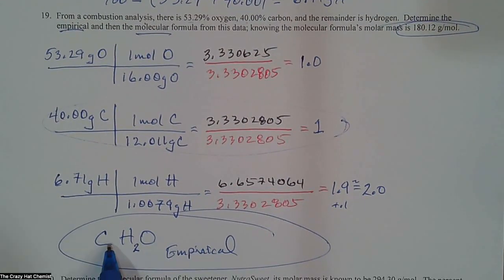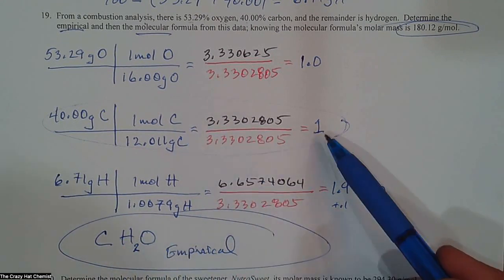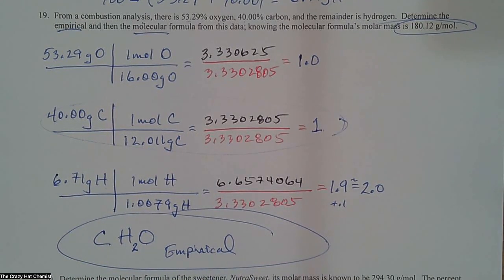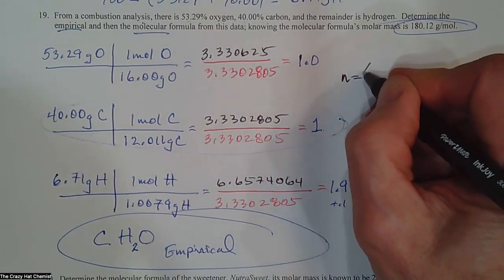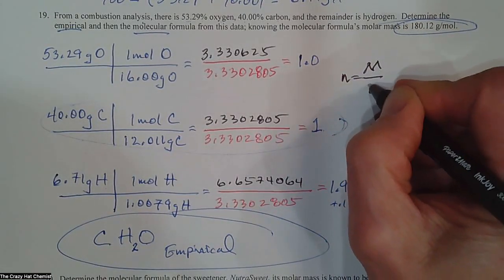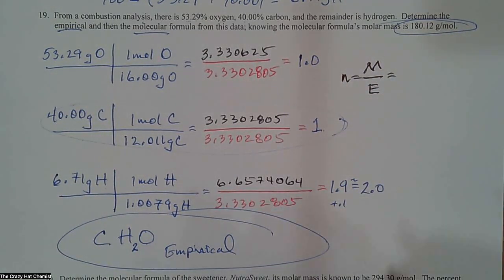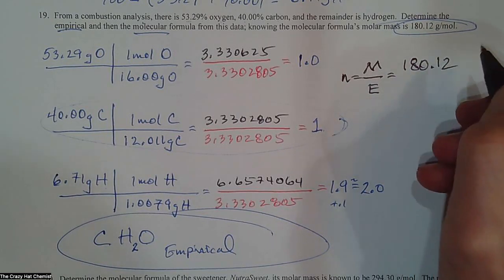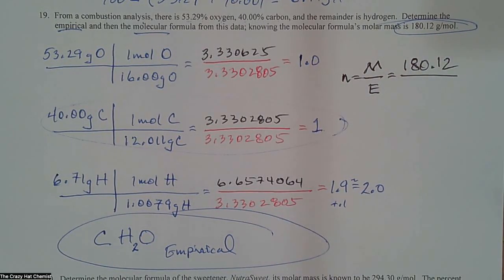Okay, so we're going to write this carbons, hydrogens, and oxygens. And how many carbons? 1. How many hydrogens? 2. How many oxygens? 1. This is my empirical formula. Okay, now we're going to get the molecular formula. So n is equal to molecular over empirical. Okay, and we're going to get the molecular formula's molar mass, that's 180.12, divided by the empirical formula's molar mass.